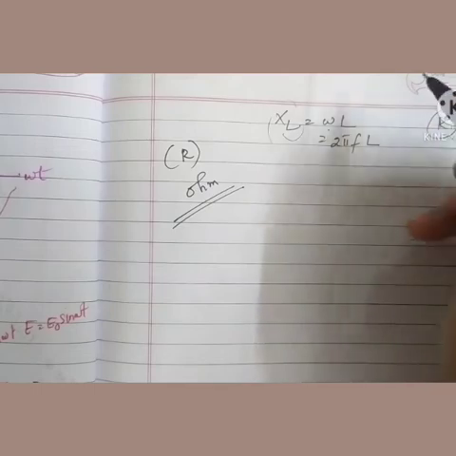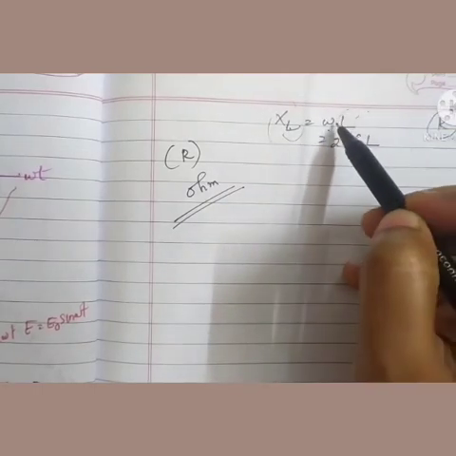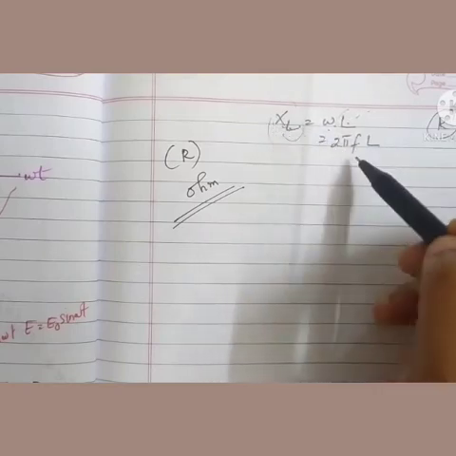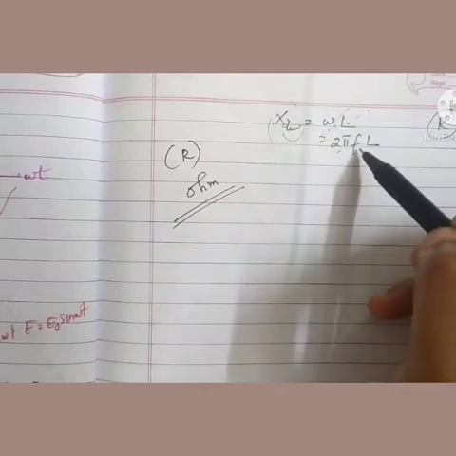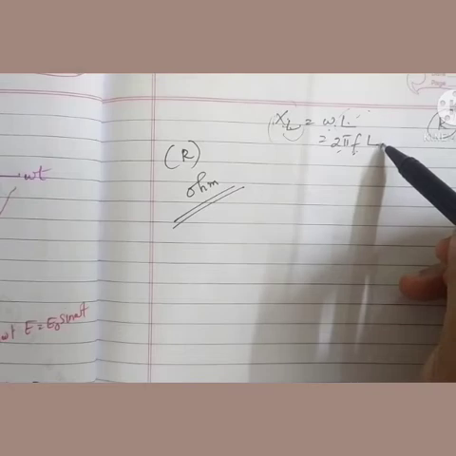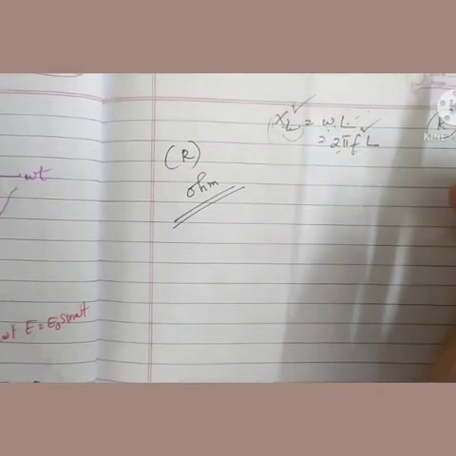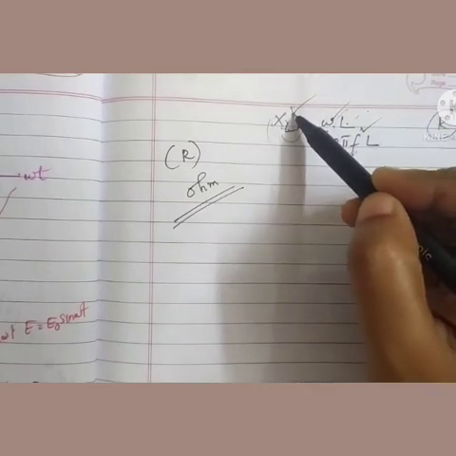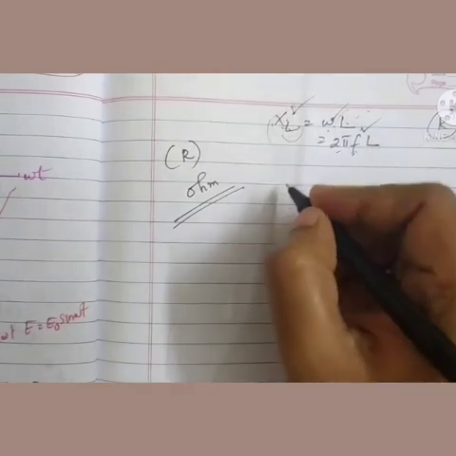Understood? And you can see that it is directly proportional to inductance and the frequency of the AC current. XL equal to omega L or XL equal to 2 pi fL, which means that this XL is directly proportional to frequency of AC as well as inductance. Okay, so as the frequency increases, XL also increases, means inductive reactance also increases. So there is a question here.